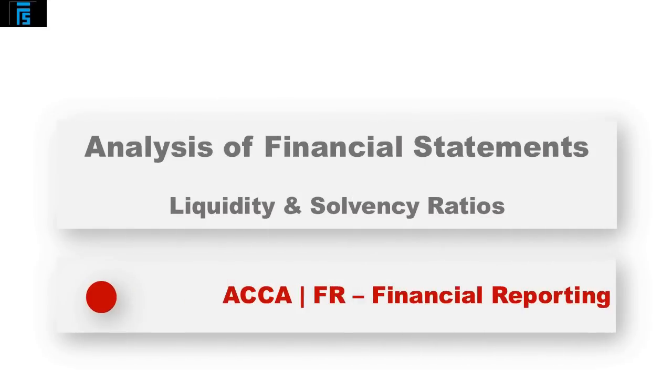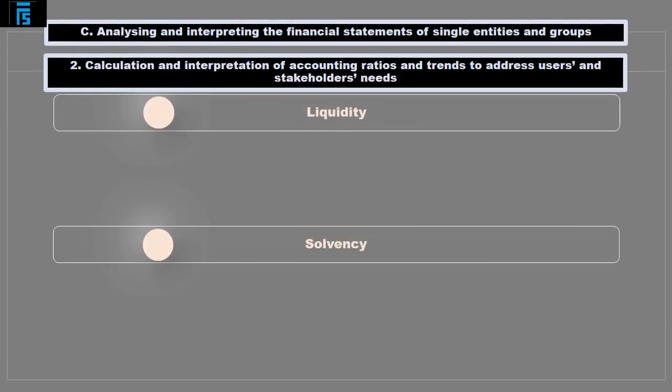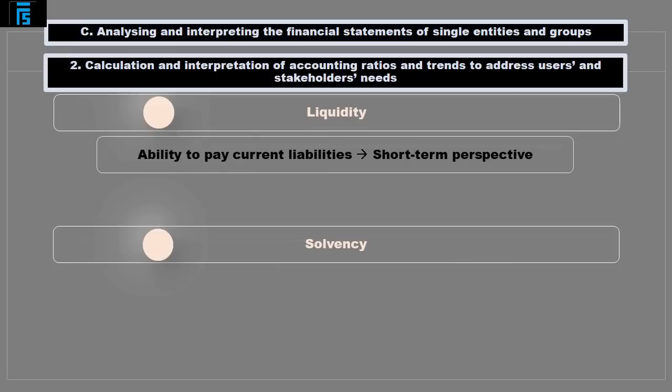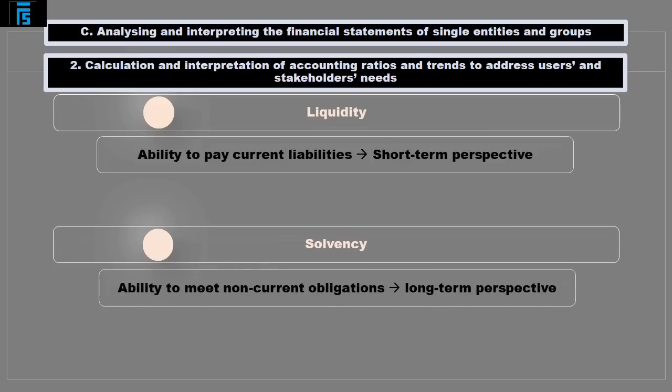In the fifth module of the course section devoted to the analysis of financial statements, we turn our attention to liquidity and solvency ratios. Before we introduce the actual ratios, let us clarify the meaning of the terms liquidity and solvency. Liquidity refers to a company's ability to pay current liabilities, implying a short-term perspective, whereas solvency refers to a company's ability to meet its long-term obligations.